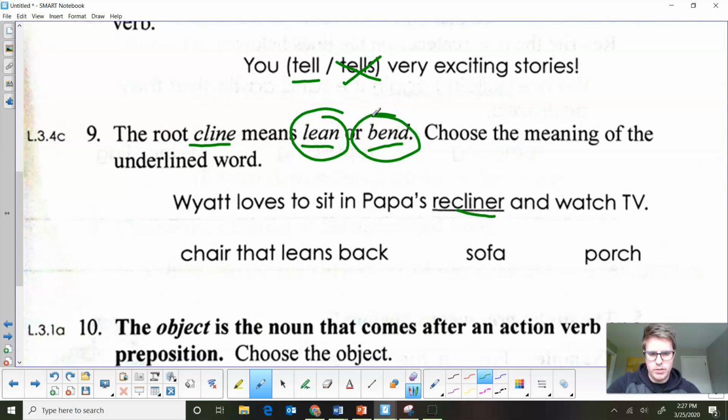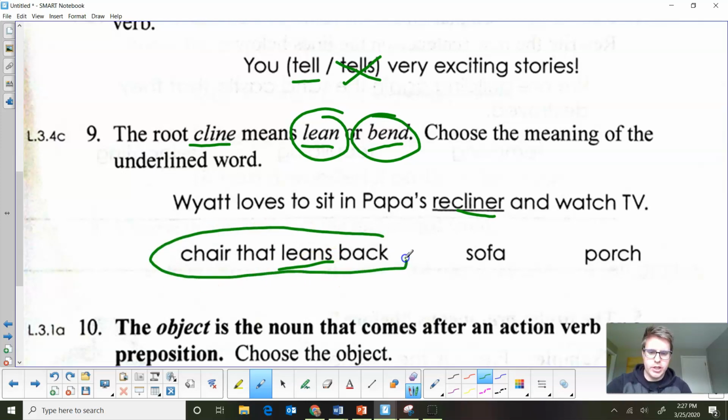So Wyatt loves to sit in Papa's recliner and watch TV. Recliner, would that be a chair that leans back? First try, good job. Let's double check to make sure the other ones are not as good.